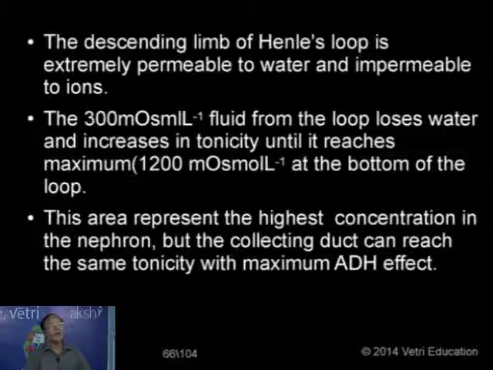This area represents the highest concentration, hypertonic or high osmolarity, in the nephron. But the collecting duct that I mentioned can also maintain the same highest osmolarity. This is because of the effect of ADH. So the solution becomes hypertonic, with high osmolarity at the bottom of the Henle's loop. The same osmolarity of 1200 is reached in the collecting duct at the end, where the urine is more concentrated. This is because of the ADH effect, which favors the reabsorption of water more and more from that collecting duct.